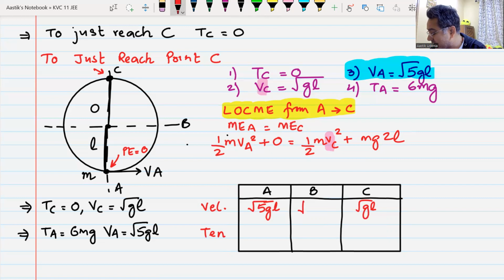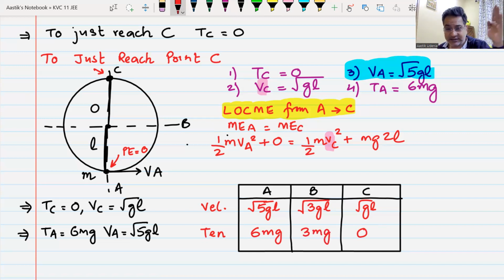Once you do that exercise, you will get: velocity at the lowest point is root 5 GL, then the velocity at the middle point will come as root 3 GL. It always comes like this because the relation remains constant. The tension at point A, which is the lowest point, becomes 6 mg. The tension at the highest point becomes 0, and the tension at this point becomes 3 mg.